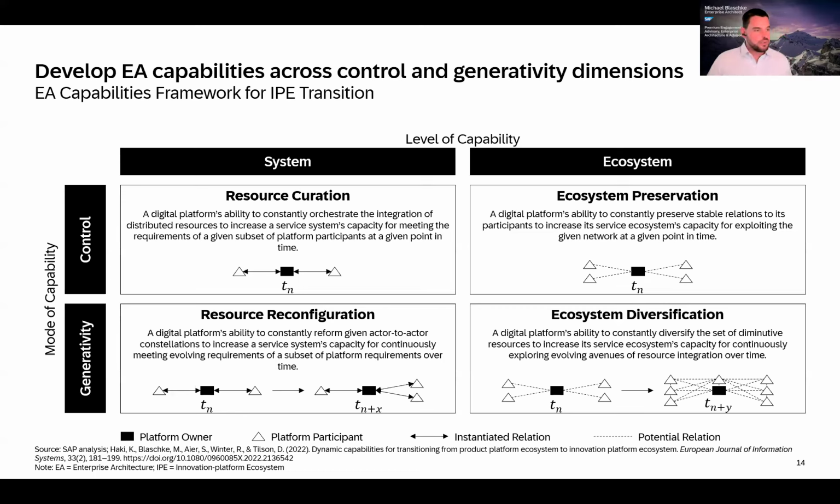Yeah, so these are the 4 EA capabilities we suggest it takes to transition to these innovation platform ecosystems. And whenever I present this to enterprise architects, immediately a discussion emerges in that, is it really the enterprise architect's job to foster the evolution or growth of ecosystems?